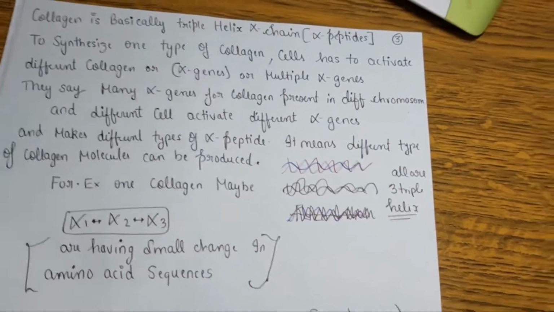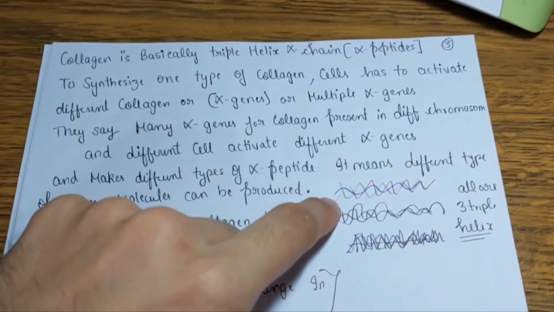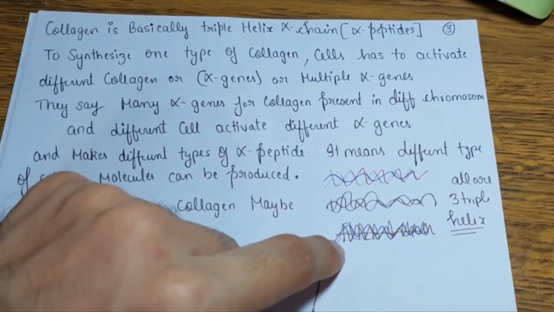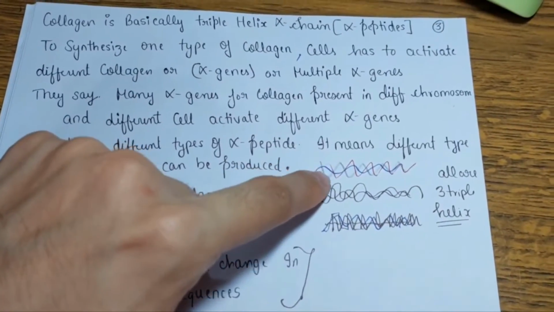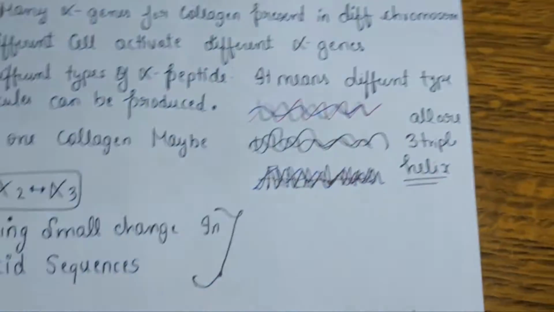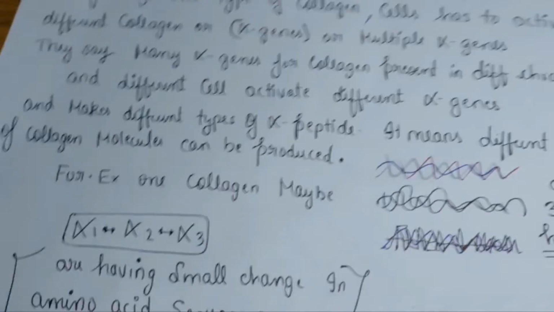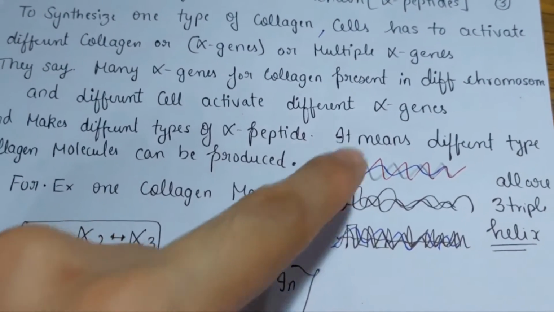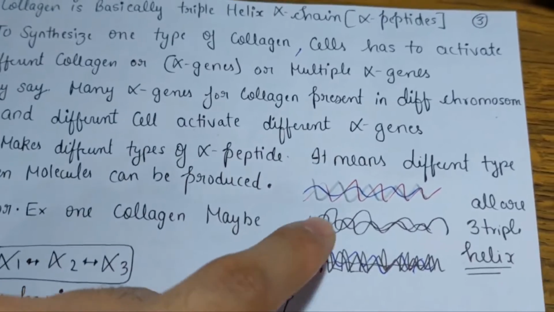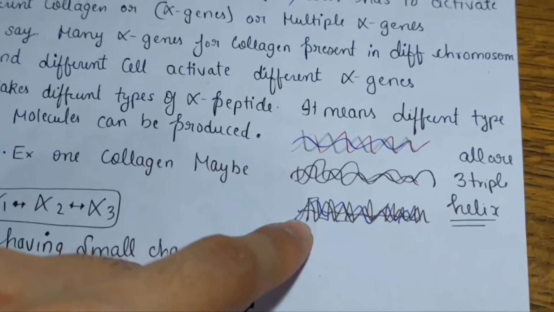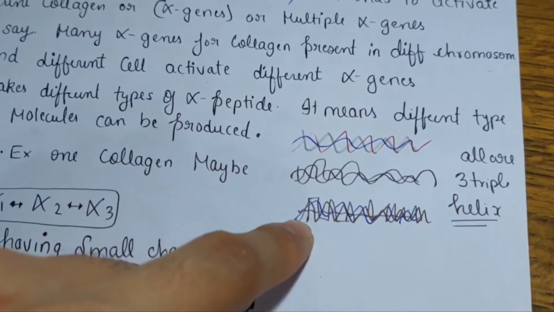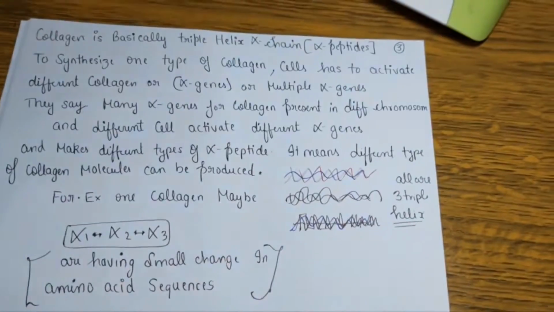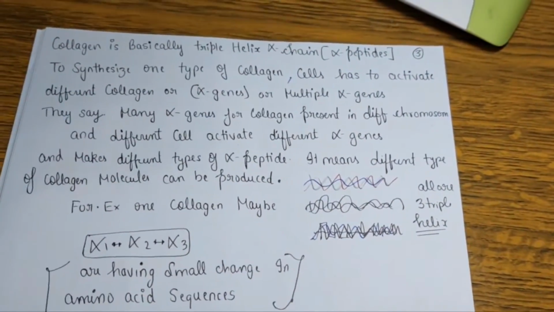For example, as you can see here, this is a collagen protein, this is also a collagen protein, and this is also a collagen protein. All three are helices, that means all three have three peptide chains, but all three look different, though they are all collagen. Here we have alpha 1, alpha 2, alpha 3, because all three are different. Here we have two similar chains and one different chain. This can be one of the ways of classifying types of collagen protein.